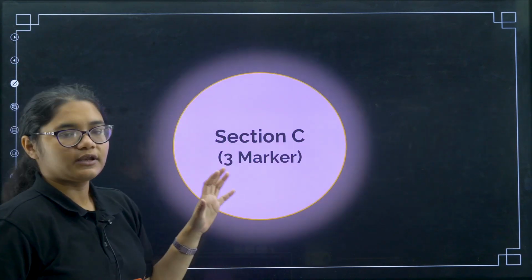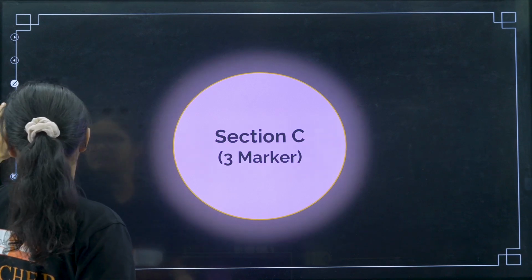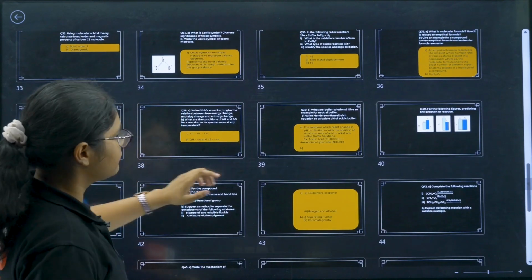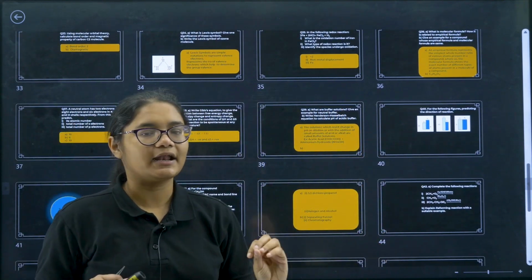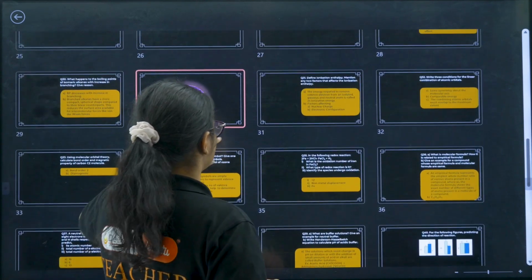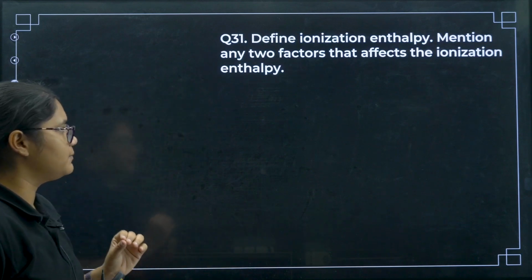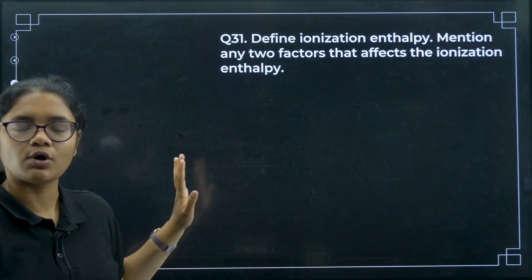So now we'll go to 3 marker question. So how many 3 marker questions we have? Let's see. From question number 31 you have almost up to question number 40. So here also you are getting 10 questions and you have to attempt any 6. Okay, so out of 10 questions you have to attempt any 6 questions. So first is define ionization enthalpy. Mention any 2 factors that affects the ionization enthalpy. This is very common question.